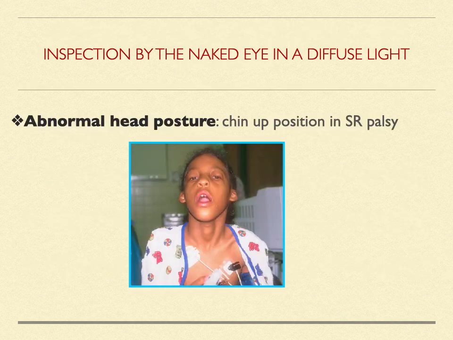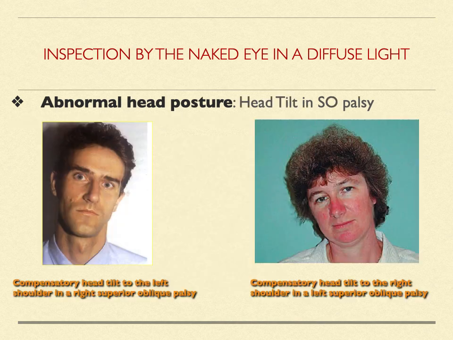And we will have some examples, like this patient. He has an abnormal head posture. The chin is rolled up, and it can be seen in superior rectus palsy because the patient is pushing the chin up to make the eyes go down, so he has a better field of view. Abnormal head posture. Look at this patient.